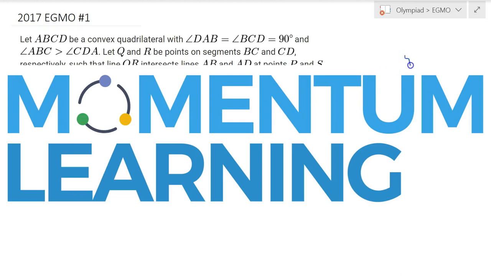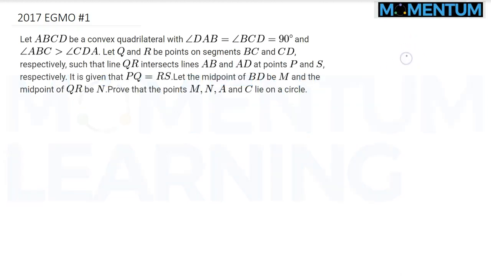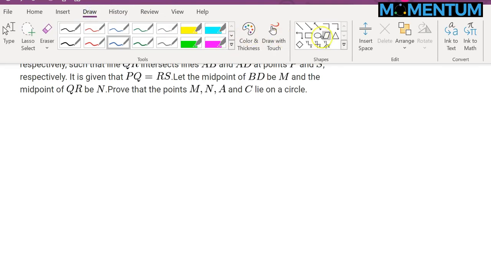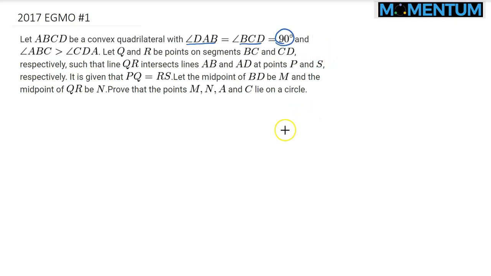This is 2017 European Girls Math Olympiad problem number 1, and here is a view of this geometry problem. ABCD is a convex quadrilateral with angle A and C both 90 degrees. That suggests that our quadrilateral is indeed a cyclic quadrilateral. So I will first draw the circle, I guess. There you go. And then based on that, we can do some action.